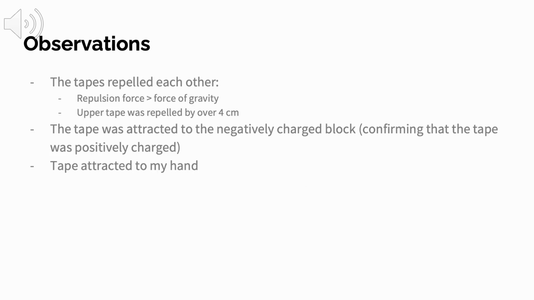Some key observations. The pieces of tapes are repelled by each other. The repulsion force was larger than the force of gravity. In fact, the upper tape was repelled by over 4 centimeters in our experiment. The tape was attracted to the negatively charged block, which confirmed that the tape was positively charged. The tape also was attracted to my hand.